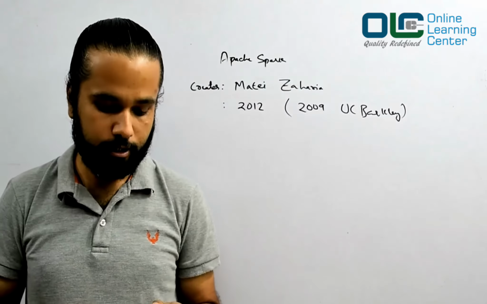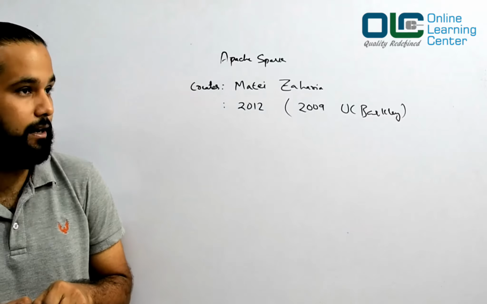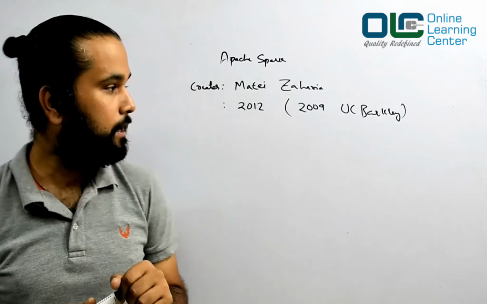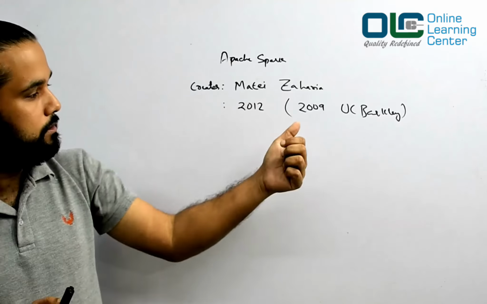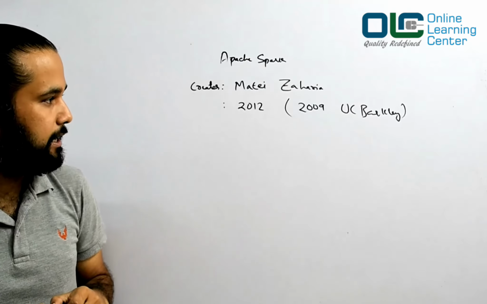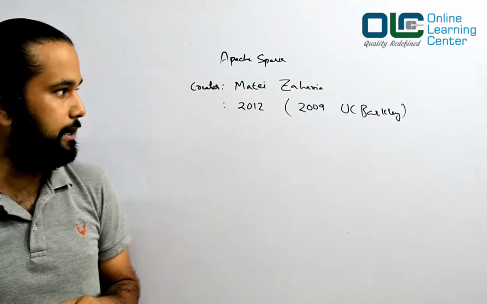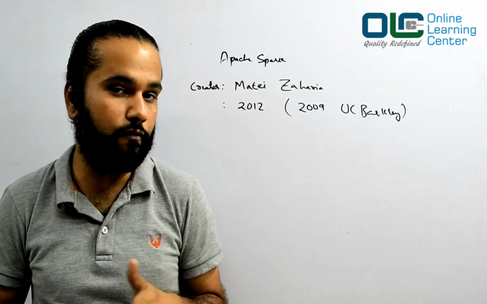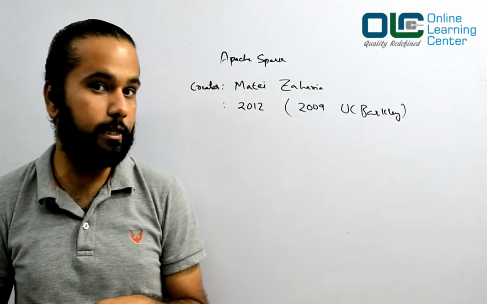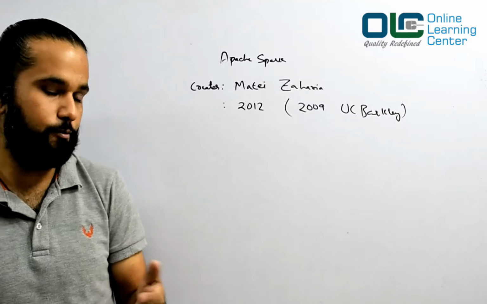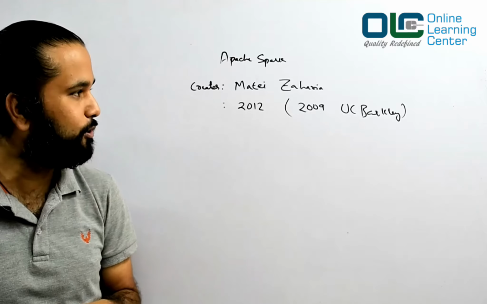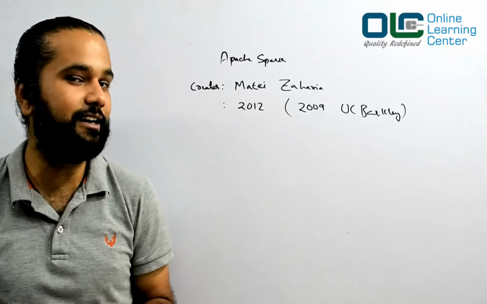All right, guys. So now let's talk about Apache Spark. Who created this? When? Apache Spark was created by Matei Zaharia. The project initially started in 2009 at UC Berkeley as a research project, and later it was handed over to ASF, the Apache Software Foundation, in 2012. He is also on LinkedIn. I would suggest you check out his profile and, if possible, send him a connection request, because it would be cool to get connected with the people who have actually invented the stuff.